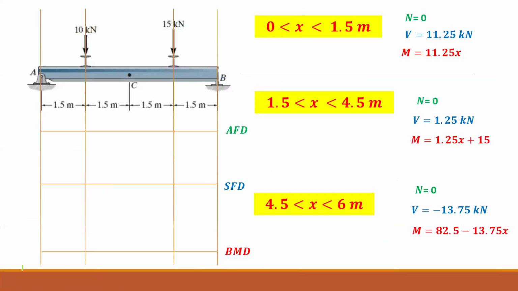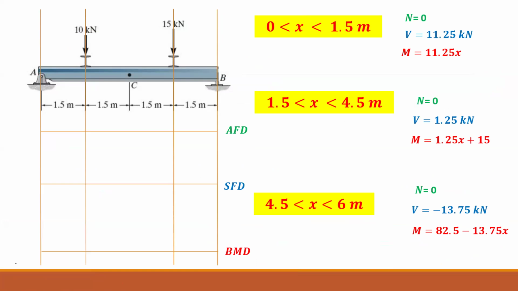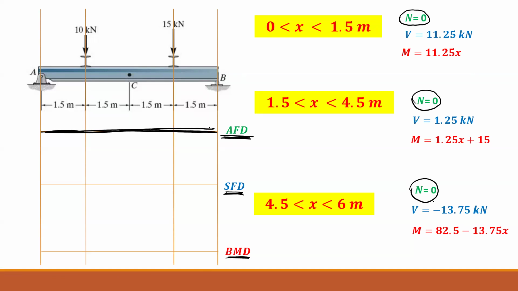So I have summarized everything here, and we are now going to draw this. If you look at N, whatever the x is, N is 0. So for our axial force diagram, we use these abbreviations: axial force diagram AFD, shear force diagram SFD, bending moment diagram BMD. We are drawing it underneath the beam, and we can see it is 0 throughout. I can draw a line like this.